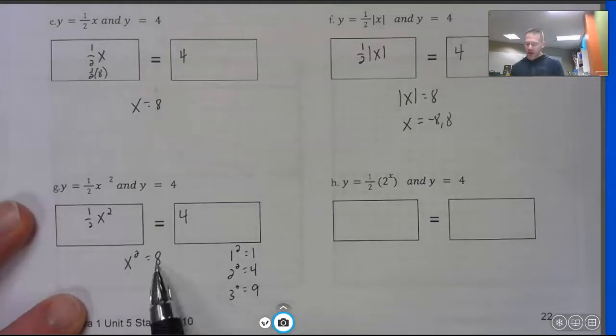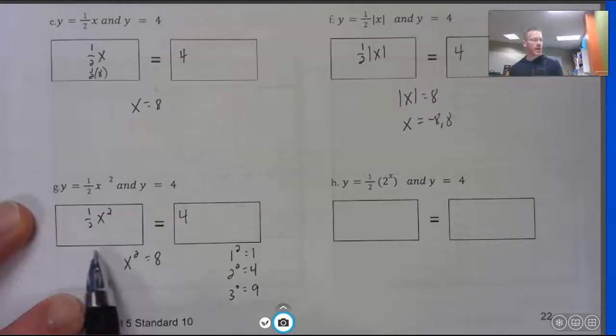So here's what we know, right? 8 is between 4 and 9. That means x has to be somewhere between 2 and 3. It's going to be probably closer to 3, right? Because 8's closer to 9.